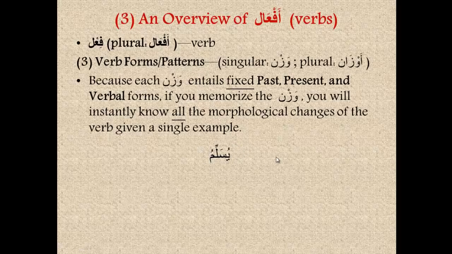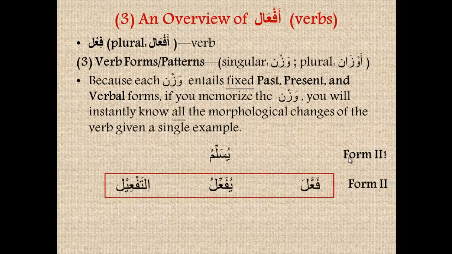Right here we have the verb yusallimu. If you've memorized the awzan, you know that this fits onto the pattern yufa'ilu. Yusallimu, yufa'ilu, they sound alike. We know also that this is a form 2 verb because we've memorized the wazn. Yufa'ilu is form 2, so we know yusallimu is a form 2 verb. Now, the other 2 components we've also memorized. Fa'ala and at-taf'il, these all come in a set, and that allows us to predict the past tense and the verbal noun forms of yusallimu, and they are sallama and at-taslim.